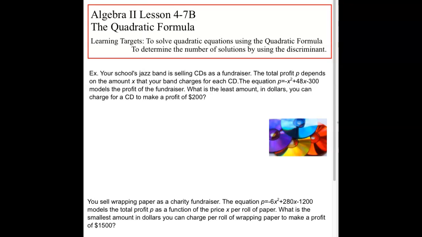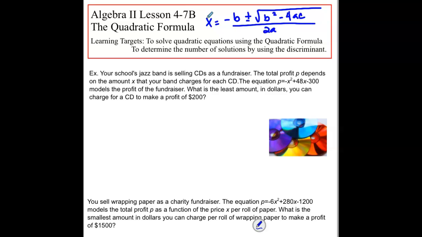All right, welcome back. We are going to finish up section 4.7 today, continuing to work with the quadratic formula. So remember, our quadratic formula is x equals the opposite of b plus minus the square root of b squared minus 4ac, all of it divided by 2a. You probably will want to have calculators for today, so go ahead and grab your calculator.